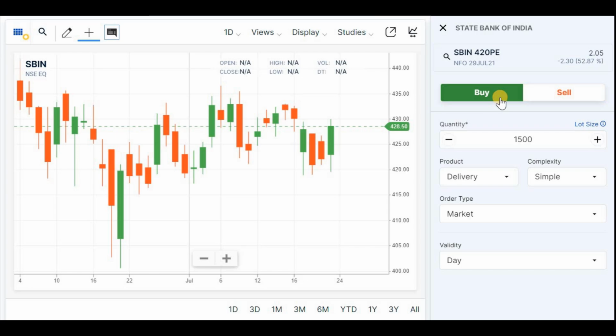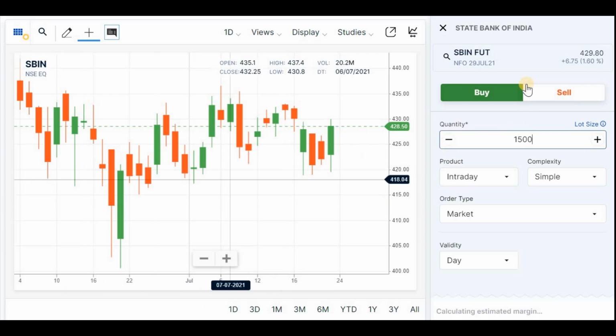So directly, if you are thinking SBI stock price is going to fall, you can short SBI futures. Otherwise, you can buy SBI put options. And the choice of the strike price should be based on your technical analysis decision. If you think SBI stock price is going to increase, then you can buy SBI futures. Otherwise, you can buy SBI call options also.